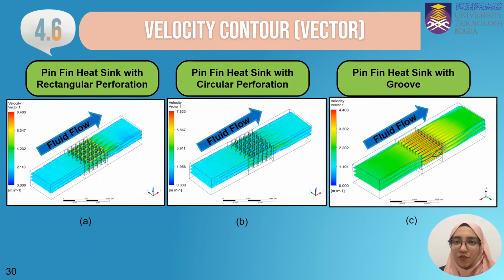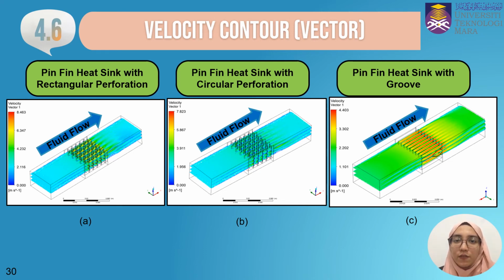Next section is velocity contour. Figure A to C shows the velocity profile in vector at 3 different designs of heatsink. As you can see, every heatsink has 3 planes at 10 mm, 15 mm and 20 mm height from the heatsink base. It can be observed that the velocity increases along the flow direction for all the design cases.